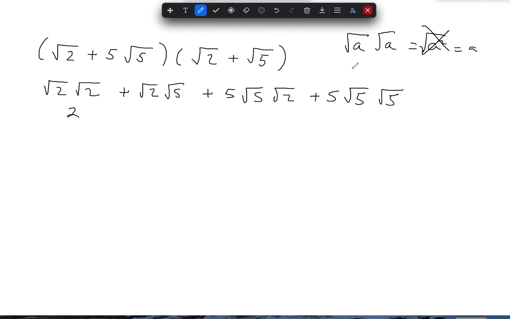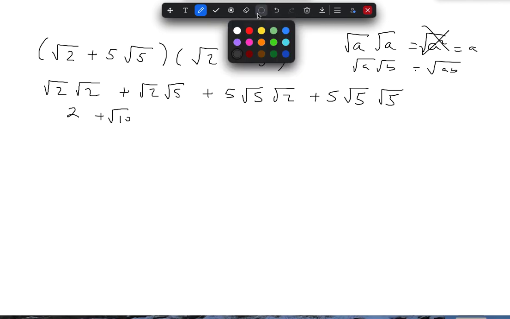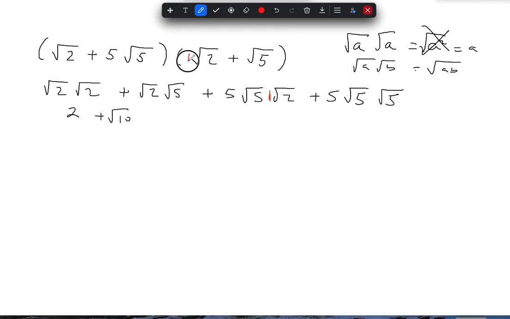So here, if we have root a times root b, we just multiply the a and the b together. So square root 2 times square root 5 is going to be square root 10. Now this messes people up a little bit. This is one of the reasons I wanted to write this out. I'm going to put a little invisible 1 right there, and right there, maybe right there.